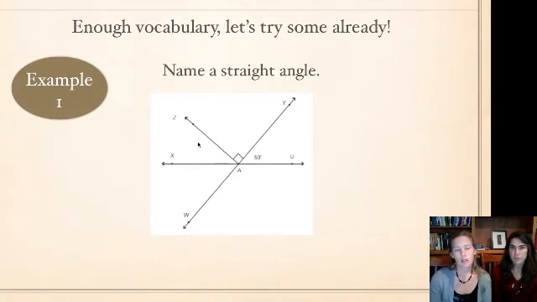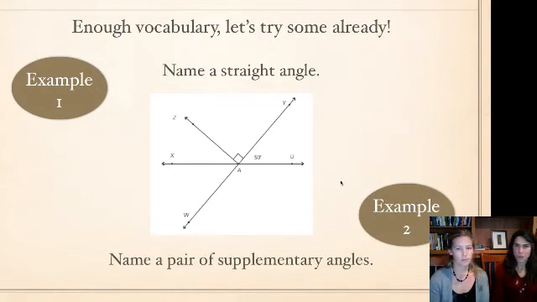So example 1, name a straight angle. So looking at this, there's actually a couple of options that you could pick from. So pick one, make sure you write it the right way, so angle, whatever. Look back at your notes and write that down, and then come back and we'll do example 2.